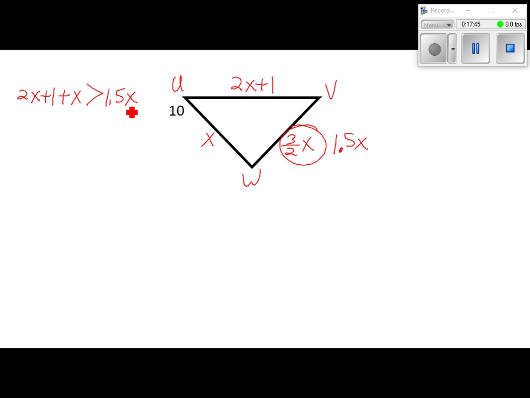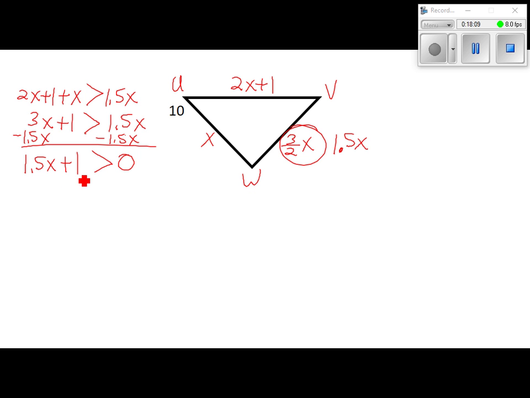Might want to have your calculator handy. 2x and x give us 3x. 3x plus 1 is greater than 1.5x. I'm going to move the 1.5 over here, so subtract 1.5x on both sides. You end up with nothing on that side, or 0. And over here you got 1.5x plus 1. Subtract 1 on both sides. We end up with 1.5x has to be greater than negative 1.